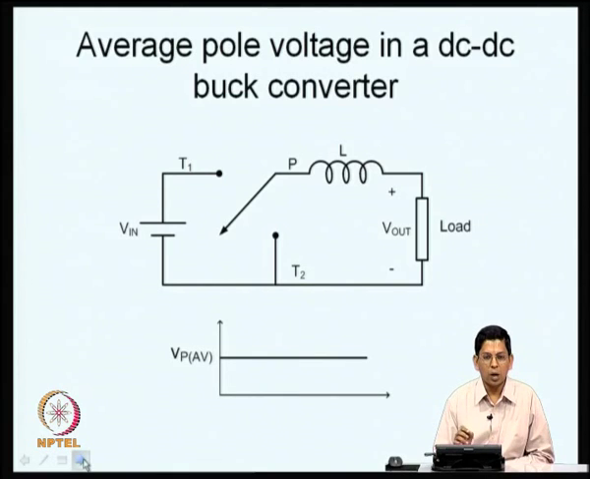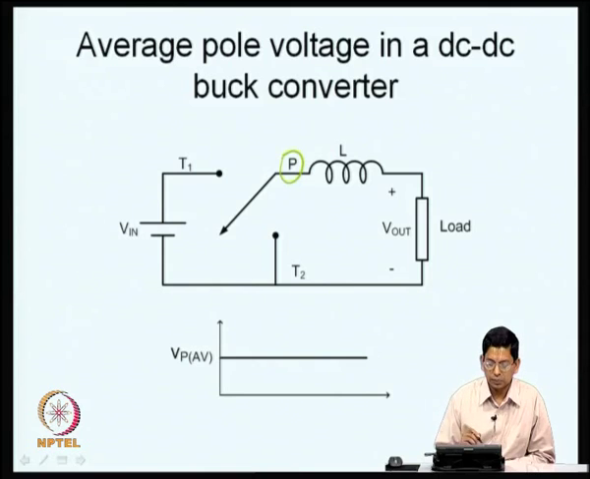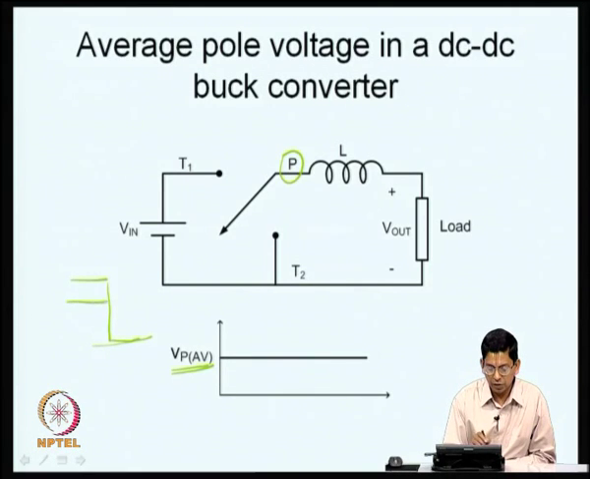What you want to do at steady state in a DC to DC buck converter is to produce a certain output voltage. This output voltage is nothing but the DC voltage here. If I call this potential Vp, this Vp is like plus V in for some time and equal to 0 at some other time. So, it has a certain average value, which I am calling Vp average.